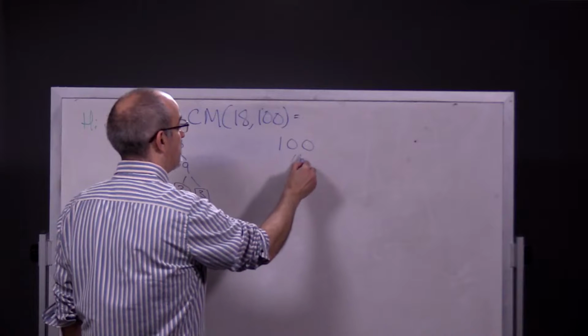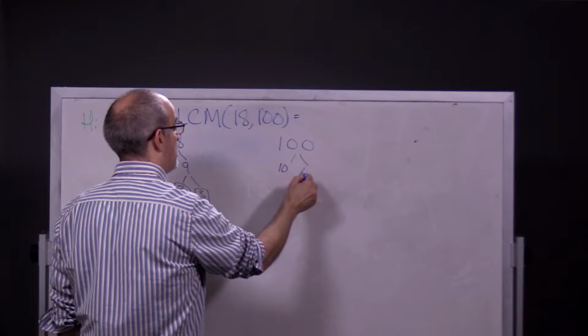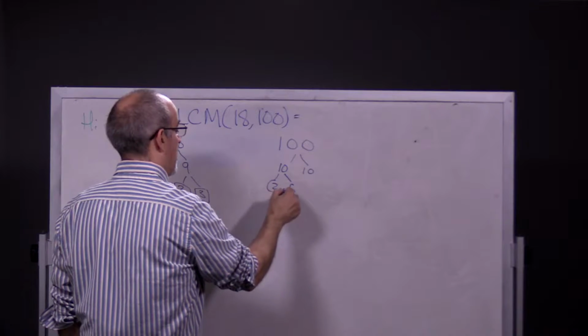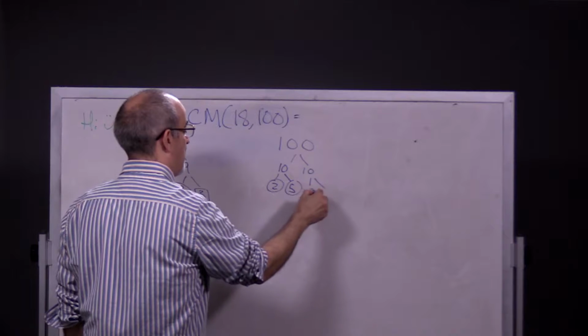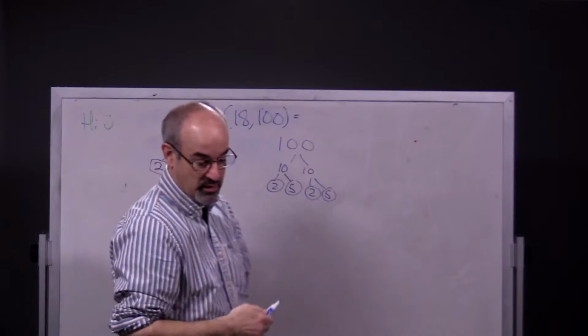Okay, for 100, I know 10 goes into this because it ends in 0. So I'll do 10 times 10. Now if you're wondering how I know when a number is prime, I talked about that on Friday too. Friday the 13th of March.